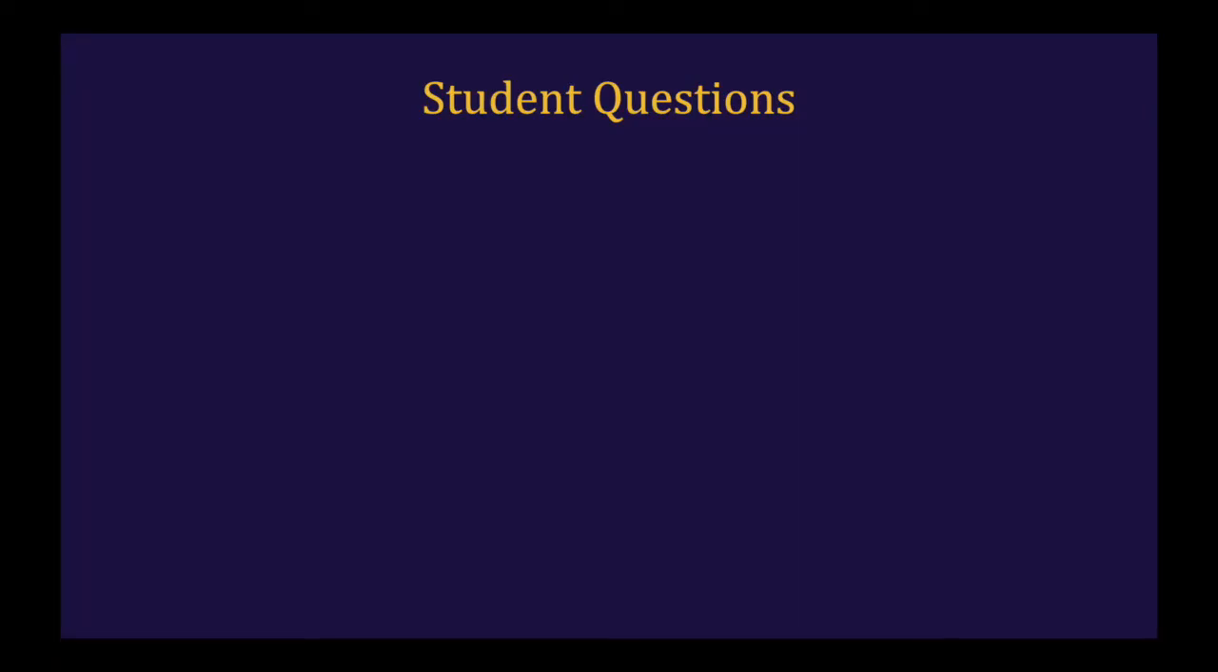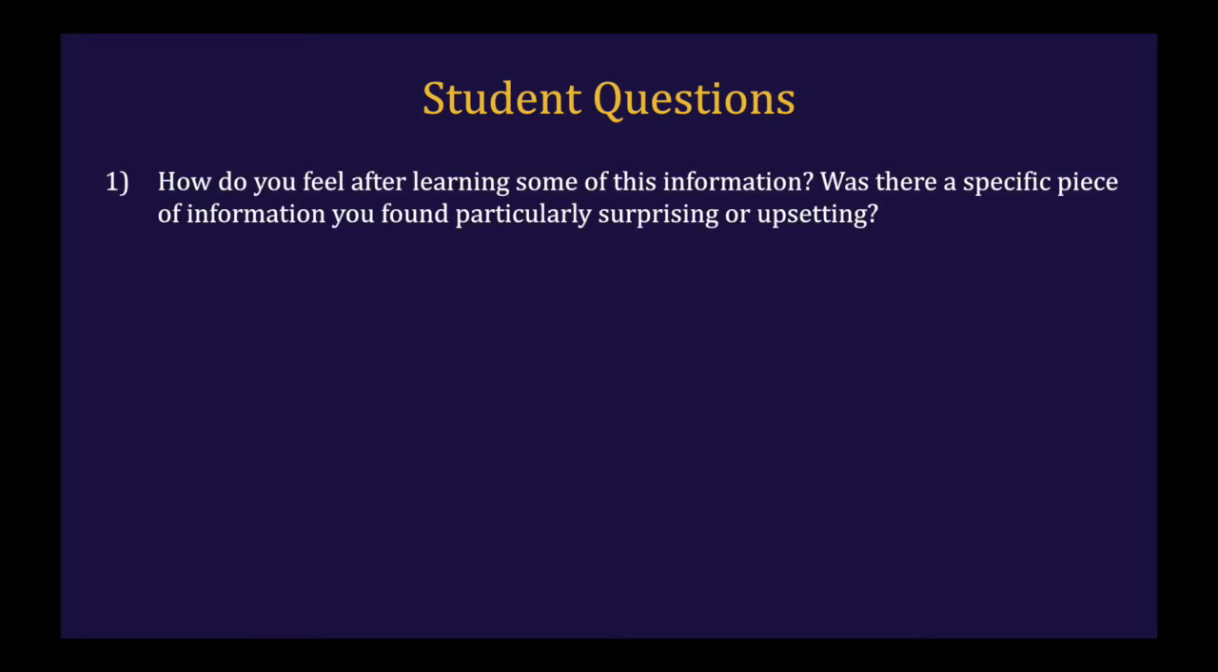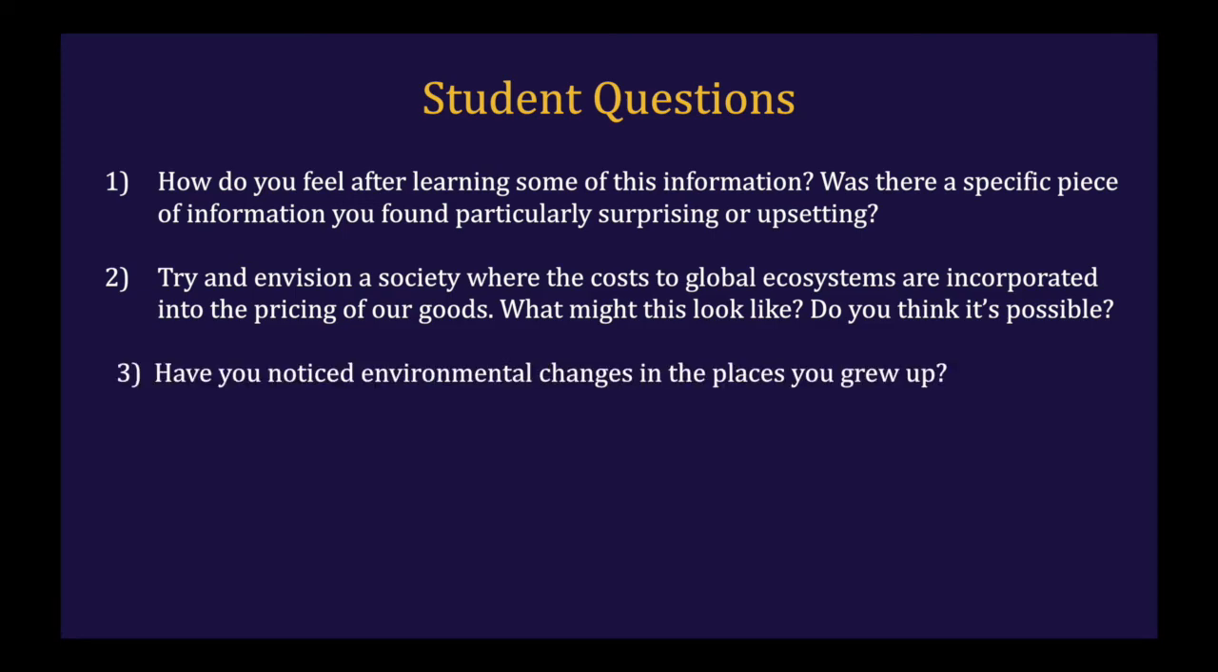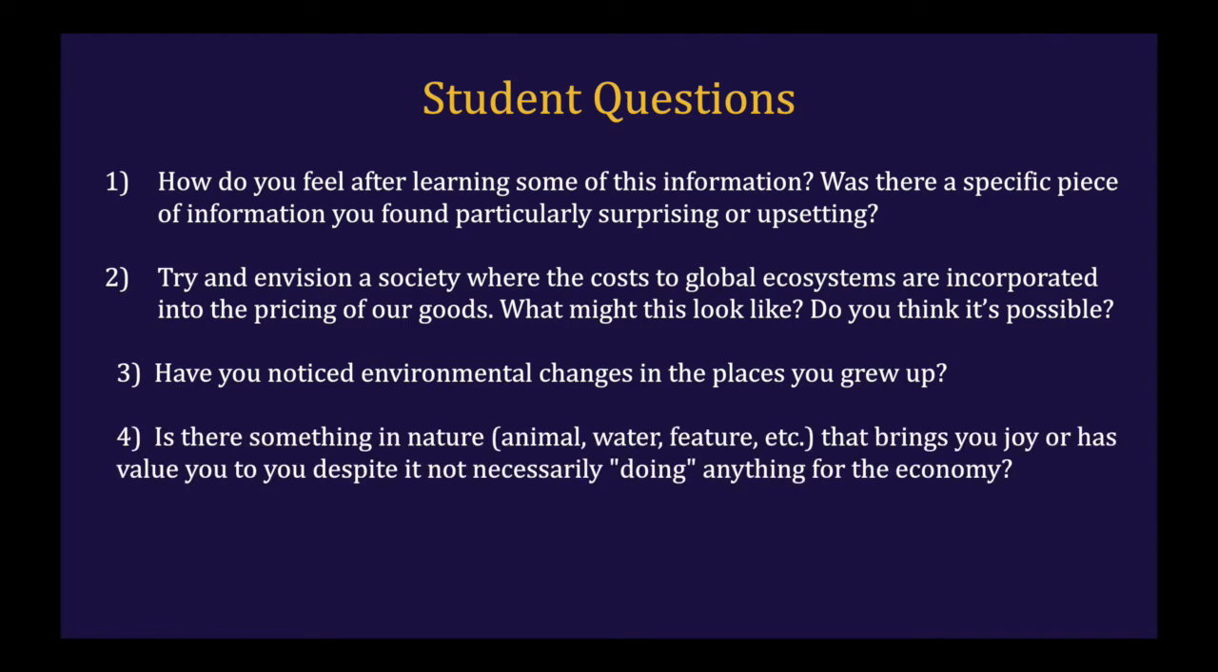Here are some questions for your Nexus group. How do you feel after learning some of this information? Was there a specific piece of information you found particularly surprising or upsetting? Try and envision a society where the cost to ecosystems are incorporated into economic prices. What might this look like? Do you think it's possible? Have you experienced any extreme weather patterns or noticed environmental changes in the places you grew up? What is something in nature, animal, water, feature, etc., that brings you joy or has value to you, despite it not necessarily doing anything for the economy?